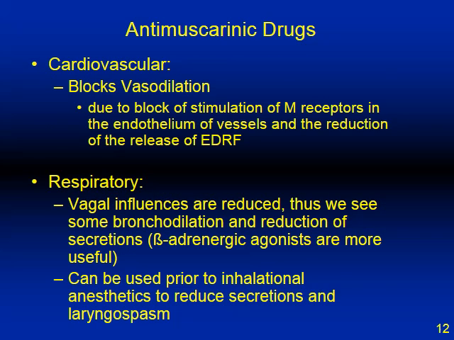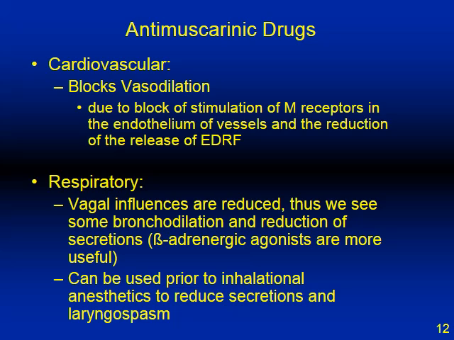If we look at cardiovascular effects of a drug like atropine, we block the vasodilation that is happening in response to endothelial cells that would otherwise be releasing EDRF, or nitric oxide, that would diffuse into the smooth muscle and relax it. Okay, so that's normally what would happen, but an antimuscarinic drug blocks that. Moreover, in the respiratory system, antimuscarinics reduce vagal influence. So we see some bronchodilation and reduction of secretions.